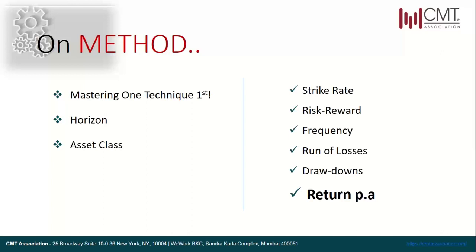Something like a currency will not have a very long range trend. It will never happen that the rupee-USD rate will go to 500 rupees and then 1,000 rupees. It cannot just keep on going up and up. So there is a specific behavior related to the asset classes as well.